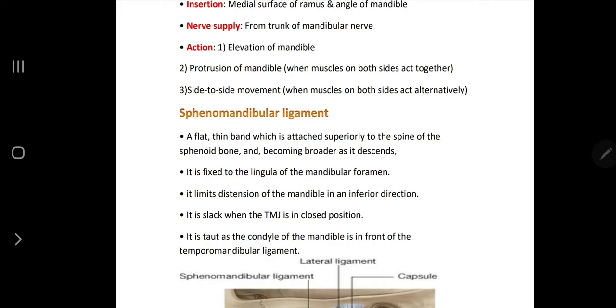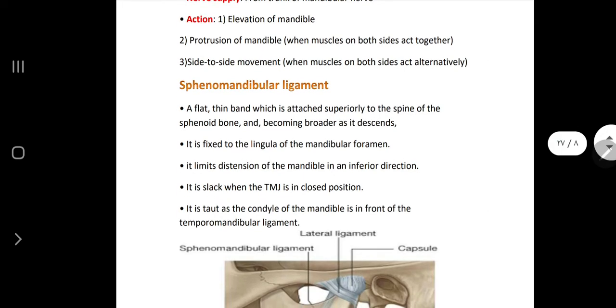Sphenomandibular ligament. It's a flat, thin band which attaches superiorly to the spine of the sphenoid bone and becomes broader as it descends. يعني هي عبارة عن شريط رفيع ومستقيم flat attached superiorly متصل بالأعلى to the spine of the sphenoid bone. It's fixed to the lingula of the mandibular foramen.